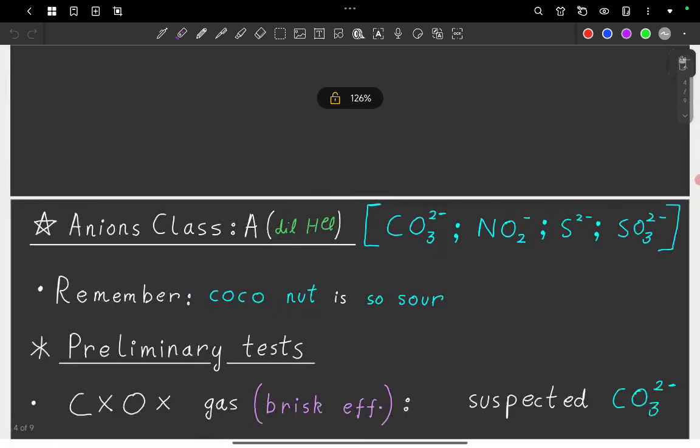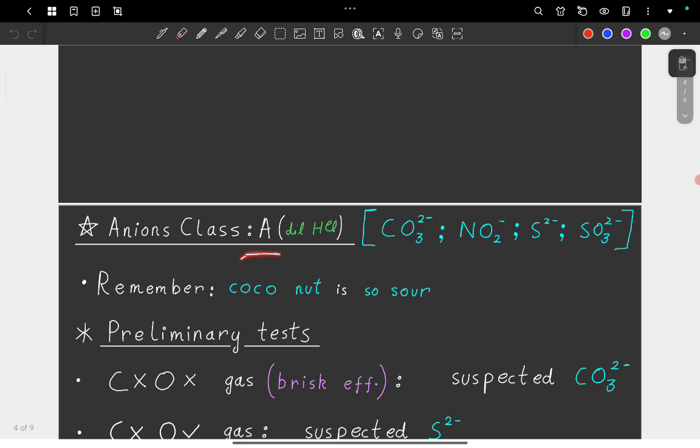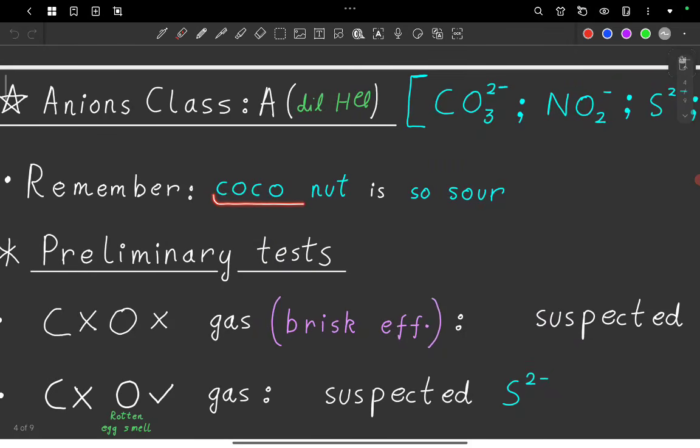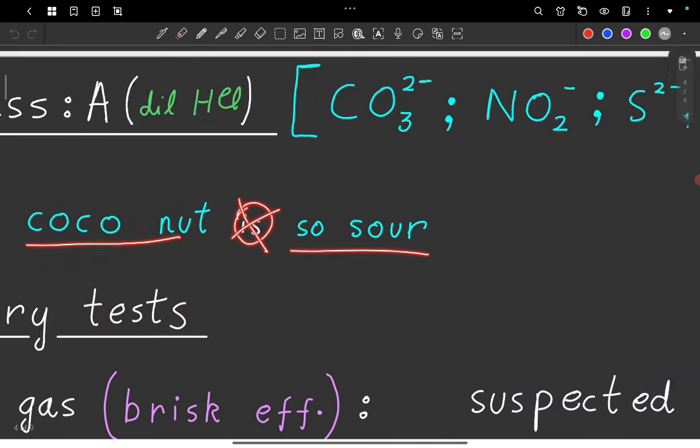But many people will start having problems from this point. How do I remember that carbonate ion, nitrite ion, sulfide ion, and sulfite ion are present in group A? Many people have trouble remembering this also. So for those people, I have made this acronym, which is "coconut is so sour". "Is" is a filler word, it's not relevant here. You can also just remember "coconut so sour".